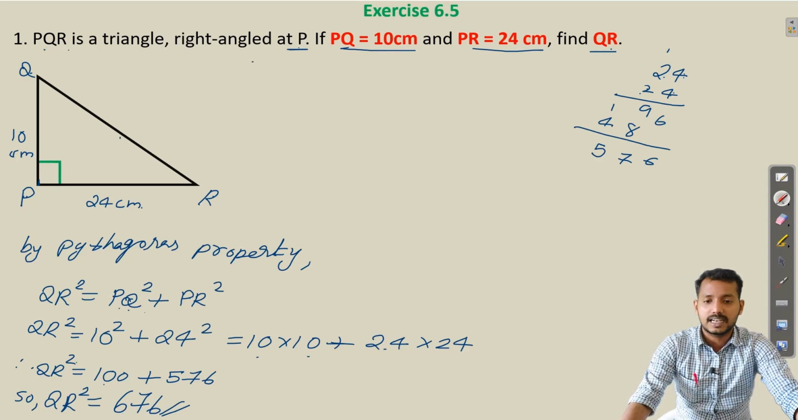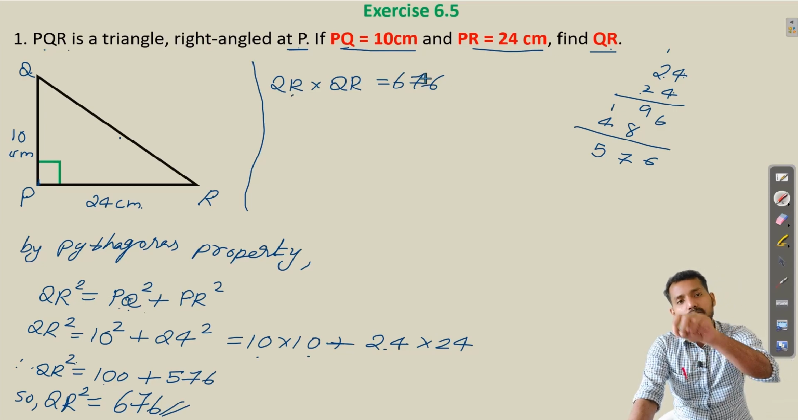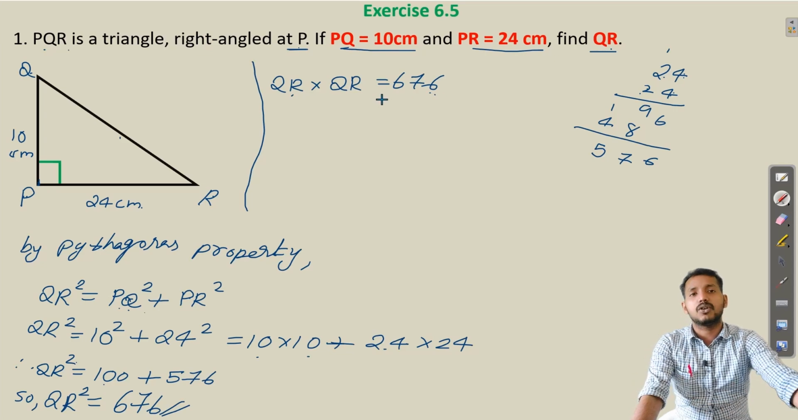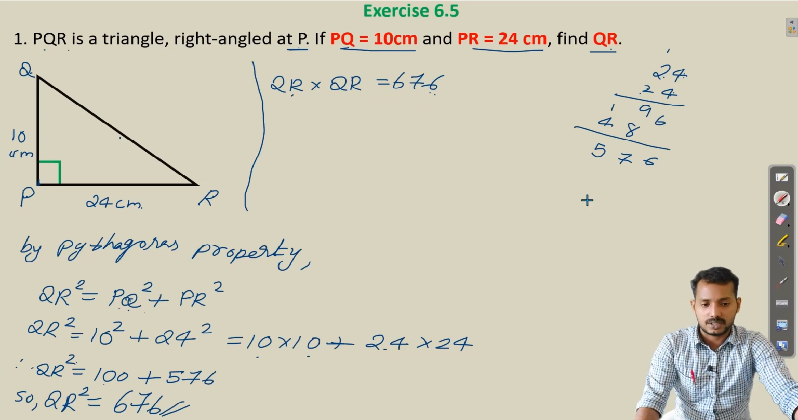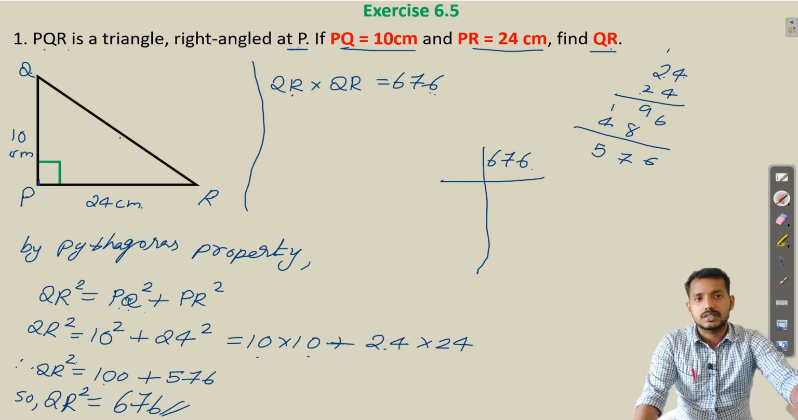That means what exactly have we got here? QR into QR is equal to 676. But we need to get the value of QR. For that we need to go for factorization of 676. Let's factorize this one. What will we get? 676. Factorize it. The last digit is even, so it can be divisible by 2.